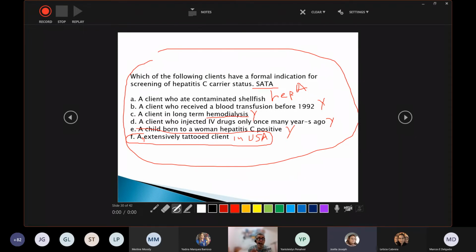Okay, so I know that because it was in the NCLEX, and I did the research, and the research told me that no, a tattoo, if it is in America, is not a risk factor. So it is knowledge that I can share with you because I had to study and investigate when the question was presented to me.